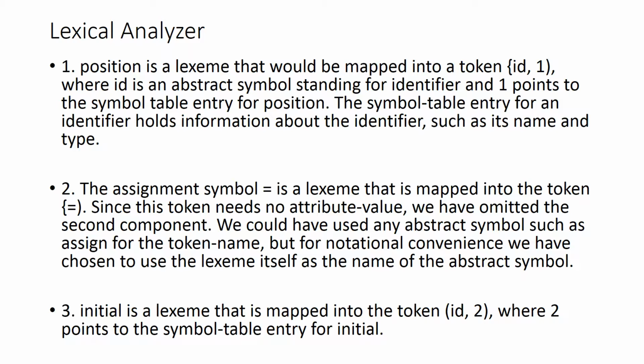2. The assignment symbol equals is a lexeme that is mapped into a token. Since this token needs no attribute value, we have omitted the second component. We could use any abstract symbol such as assign for the token name, but for notational convenience, we have chosen to use the lexeme itself as the name of the abstract symbol. 3. Initial is a lexeme that is mapped onto token ID 2, where 2 points to the symbol table entry for initial.